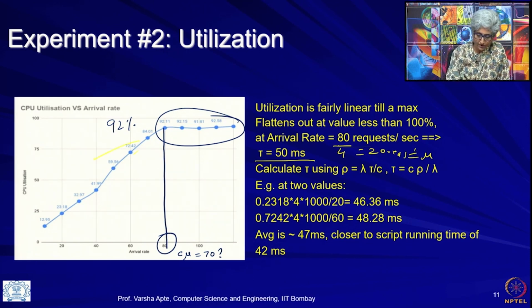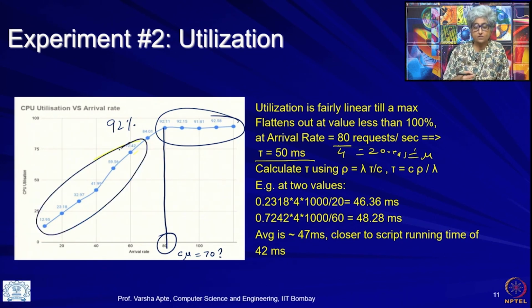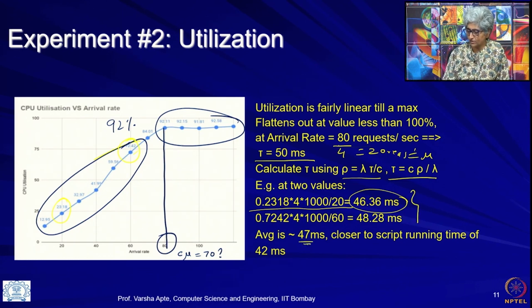Now, let us look at some values here. This also is a measured utilization. This also should give us an estimate of tau. So, we are basically doing rho equal to lambda tau by C, so tau is C rho by lambda. If you plug that in here, you get approximately 46.3 milliseconds estimate for this value, and you get a 48.28 millisecond estimate if you take this value. So, if you take two different values of rho and try to estimate tau, you get this. This is close enough, this is not bad, and the average is 47 milliseconds.